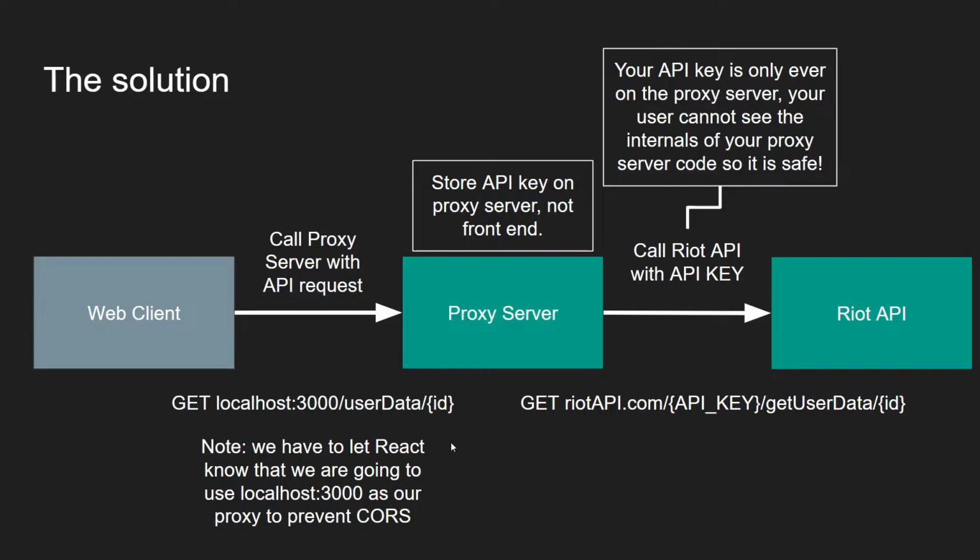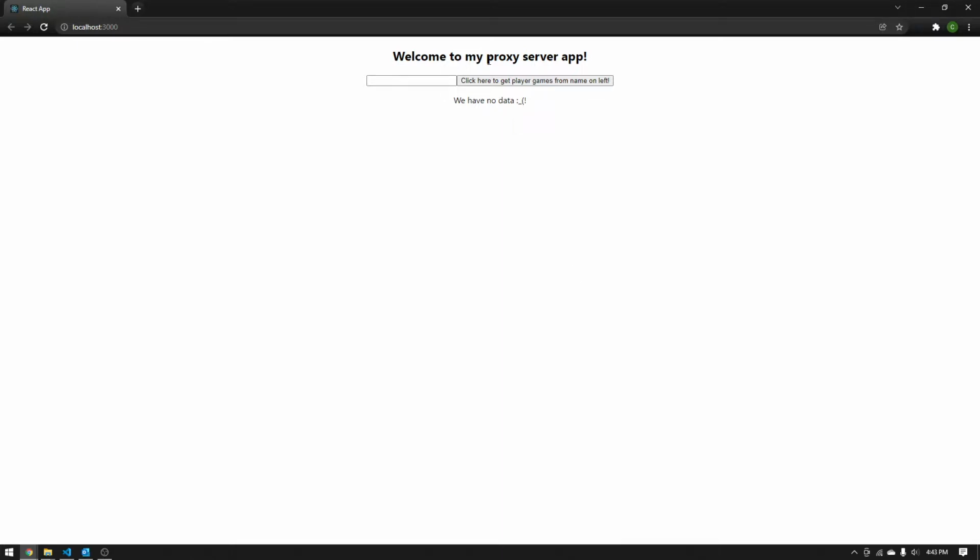A quick note is we have to let React know that we're going to be using localhost 3000 as our proxy to prevent CORS. In this video, I'm going to create a basic project that I'm going to showcase right now. So this is the application we're going to create. It's pretty much a proxy server application that makes a call to our own server, which then calls the Riot API, which makes the Riot API happy, and it makes it so we can do more advanced things with the API, such as show a bunch of game data, for example.